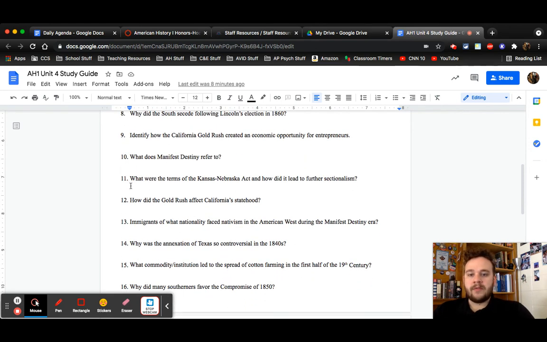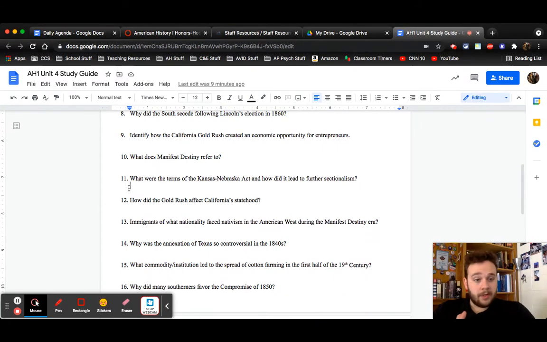11, what were the terms of the Kansas-Nebraska Act and how did it lead to further sectionalism? This is in the 4.4 PowerPoint. The Kansas and Nebraska territories were divided up into 2 territories, Kansas and then Nebraska. And they would vote on allowing slavery at the state level, popular sovereignty, which is what Stephen Douglas was advocating for. How did that lead to further sectionalism?